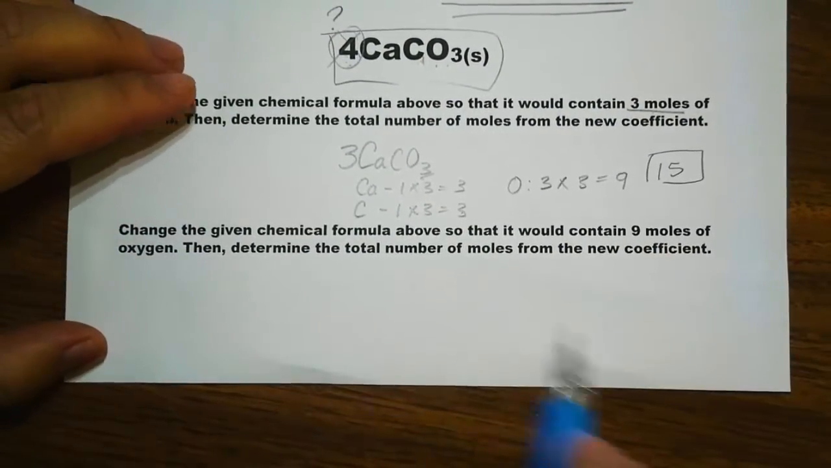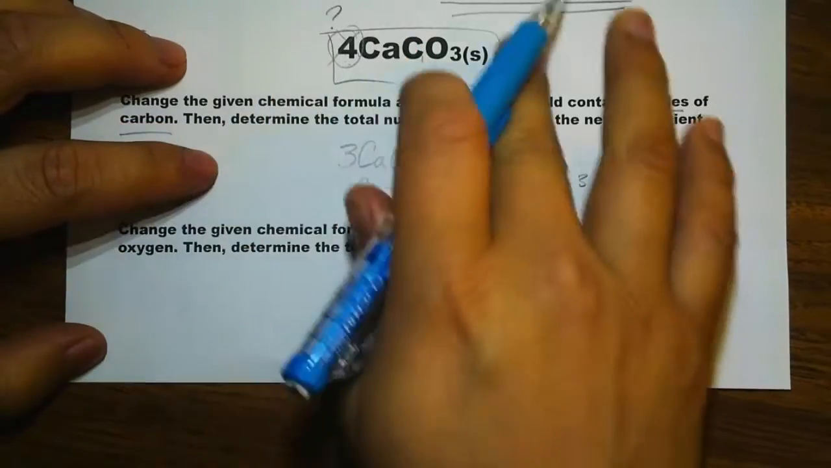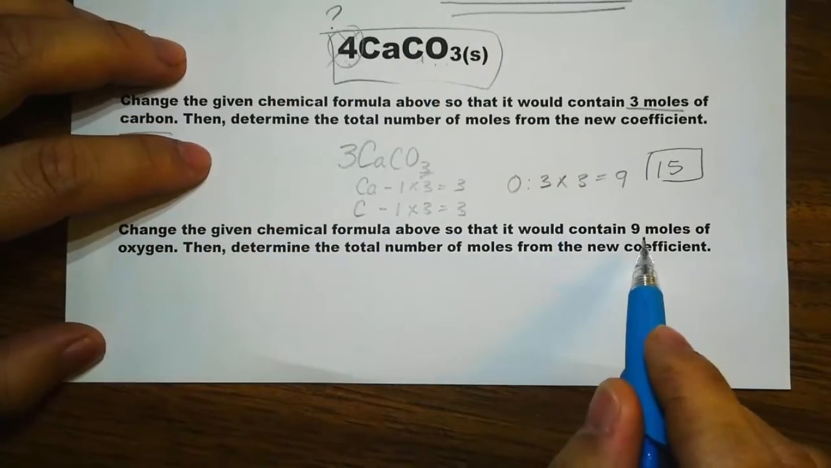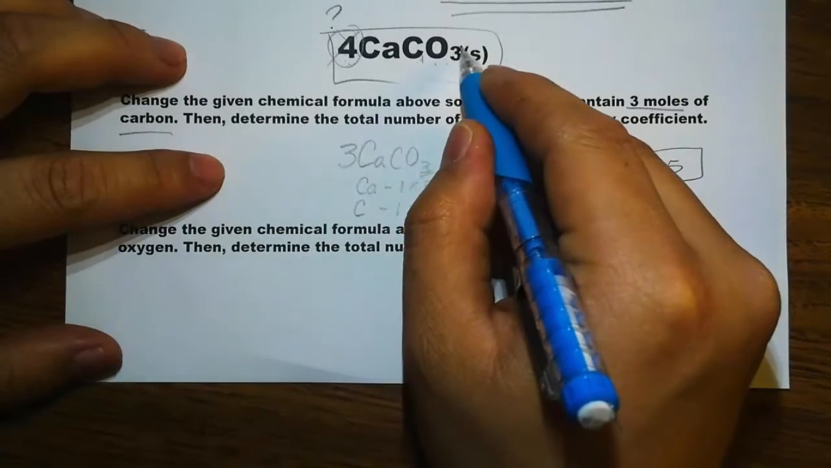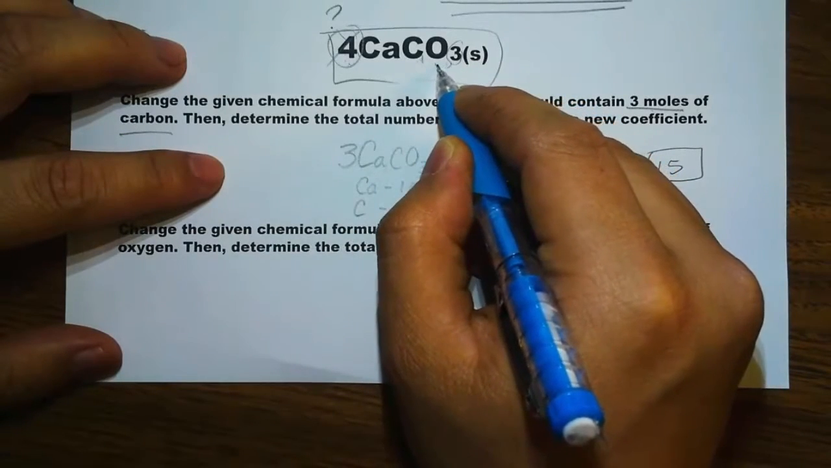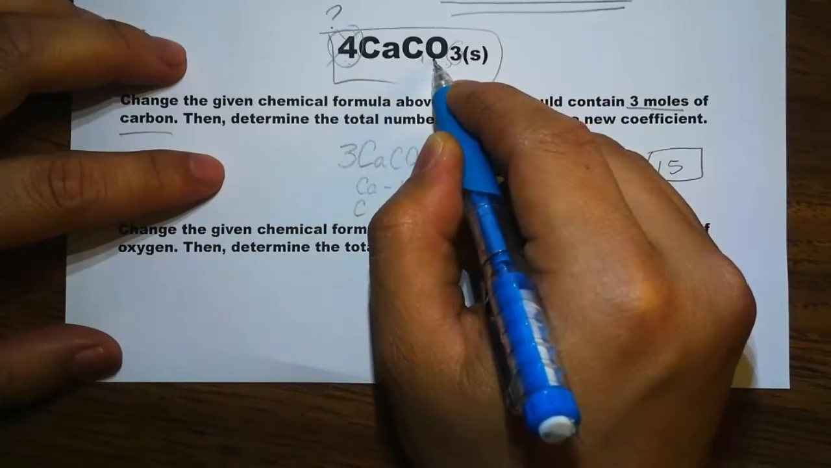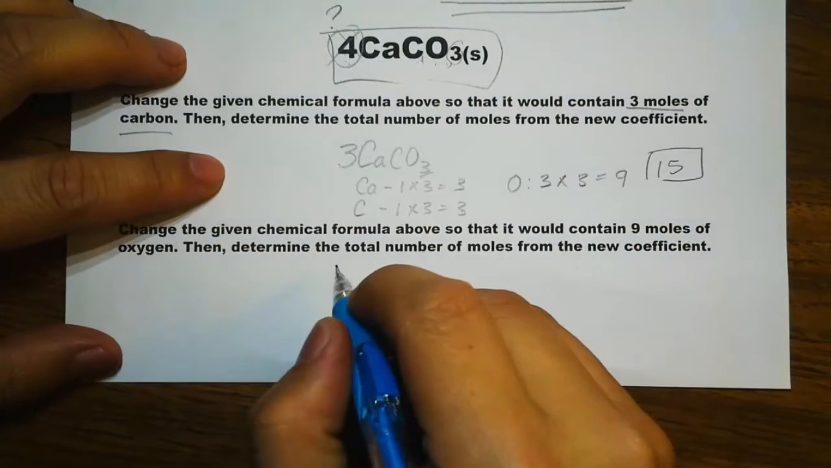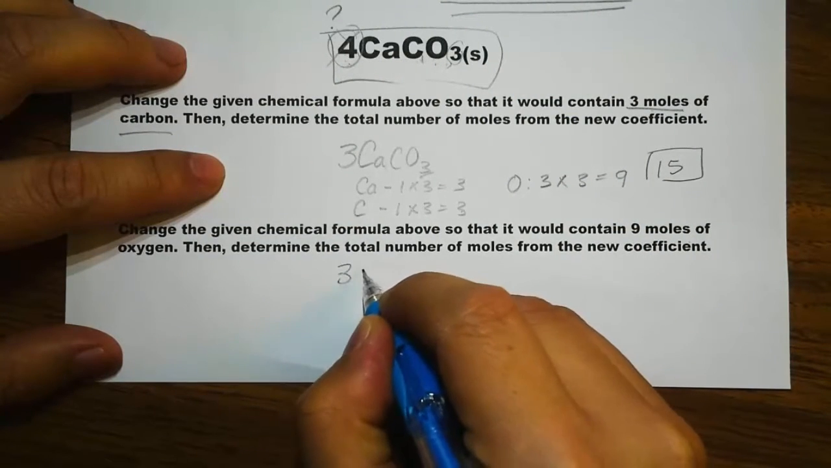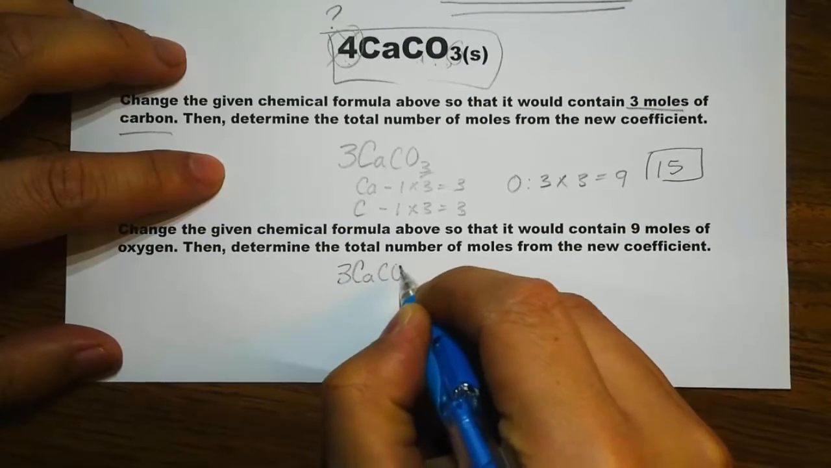Let's try another problem. Change the given chemical formula above again, so that it will contain 9 moles of oxygen. And if we look at this right here, that 3 right there tells us there are 3 oxygen. So how many of the 3 oxygen do we need to give us 9? And of course, that would be 3. There's 3 again. So 3 CaCO3.